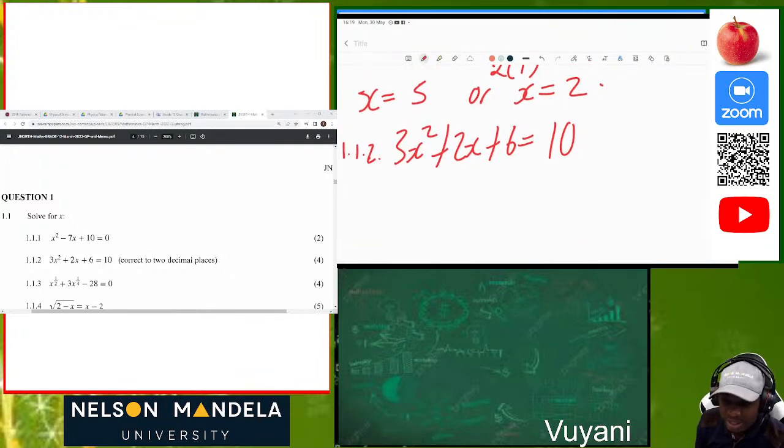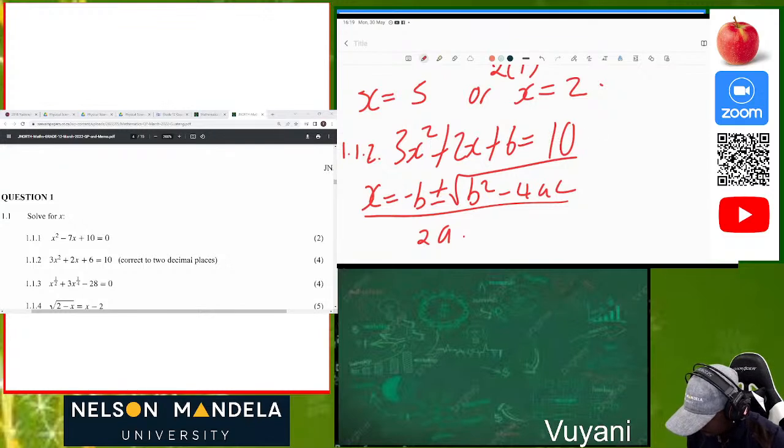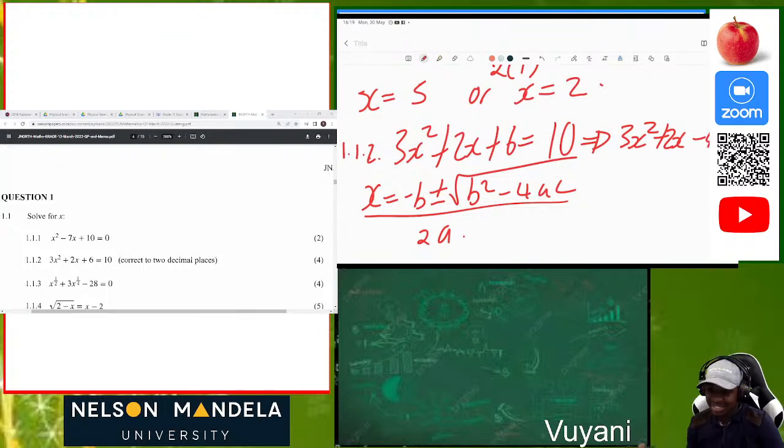So let's use our quadratic formula. So we know that x is equal to negative b plus or minus square root of b squared minus 4ac over 2a. But we know that we must make sure that the equation is equal to 0. So it's going to be 3x squared plus 2x minus 4 is equal to 0 because 6 minus 10 is equal to negative 4. Then now let's substitute.